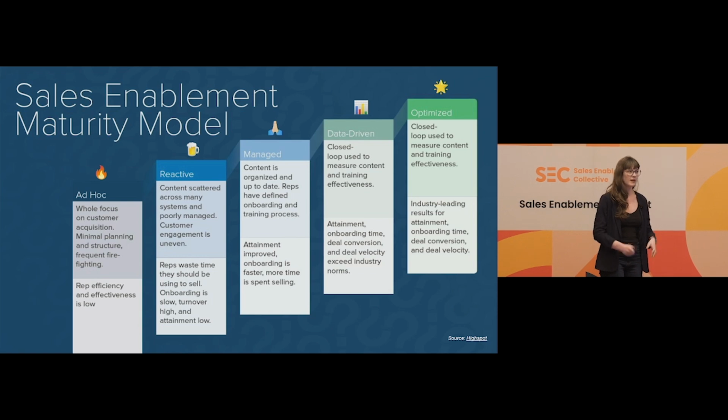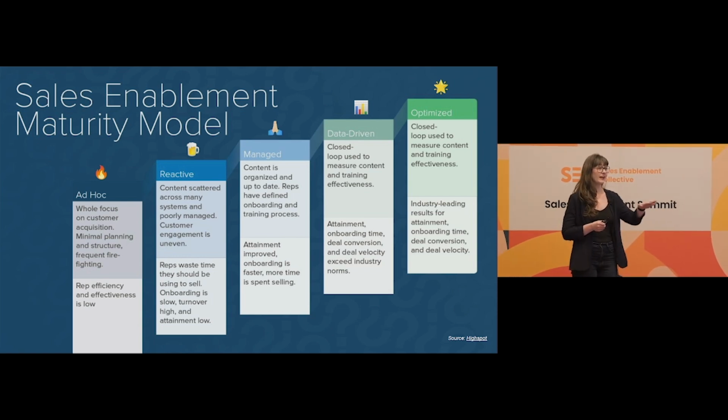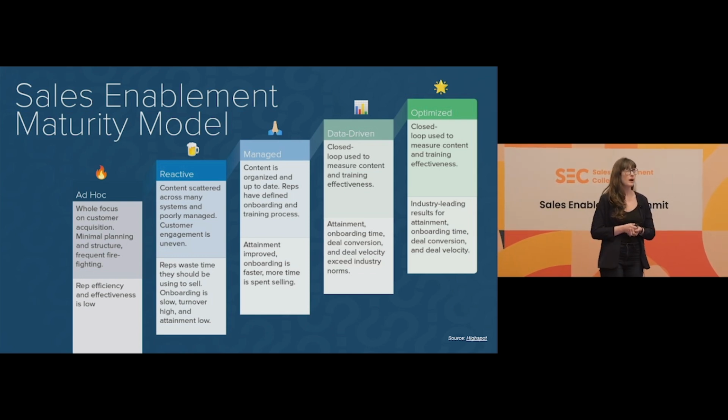represented by an emoji. So over here we've got ad hoc. That is like my pants are on fire. And I loved having the solo enabler presentation right before this because that is usually when your pants are on fire. In this phase, you're usually a solo person. You're trying to manage all of the needs and expectations. There's probably not a content management system. And if you have onboarding, it's woefully out of date.